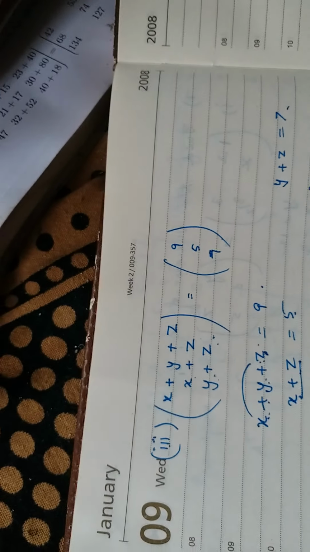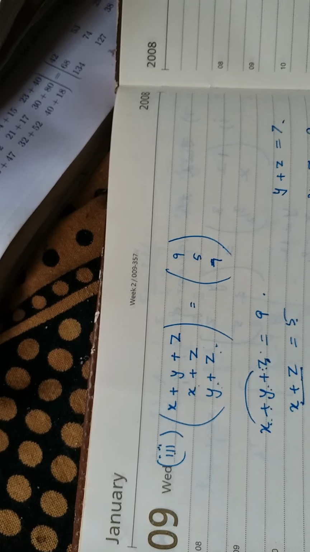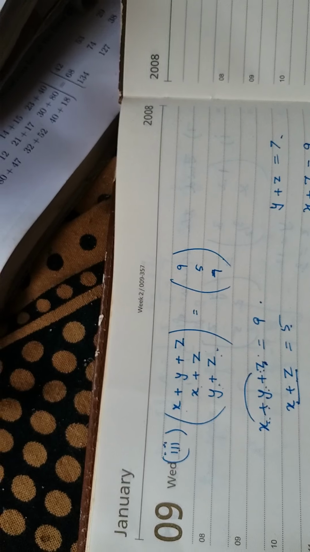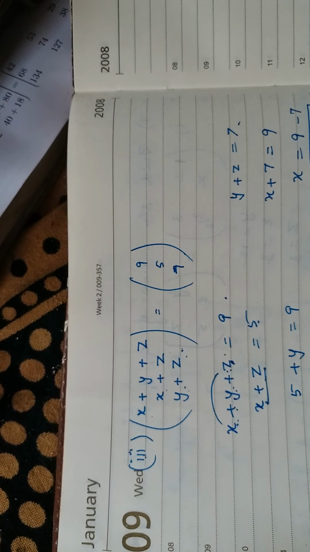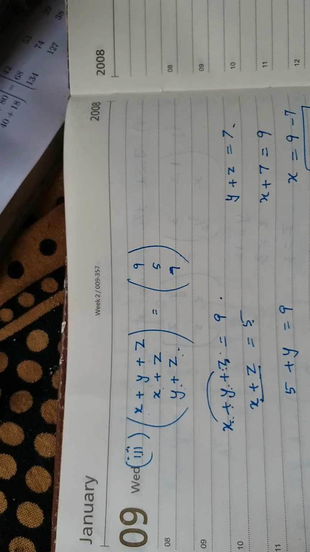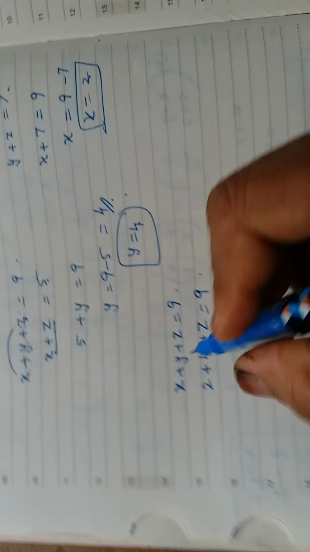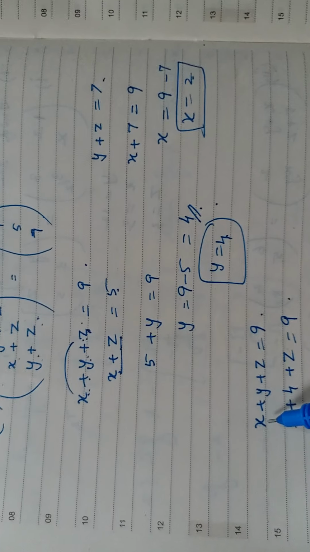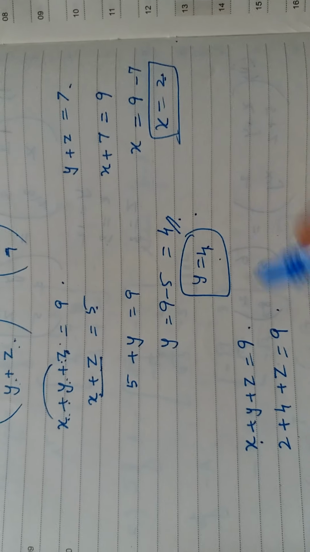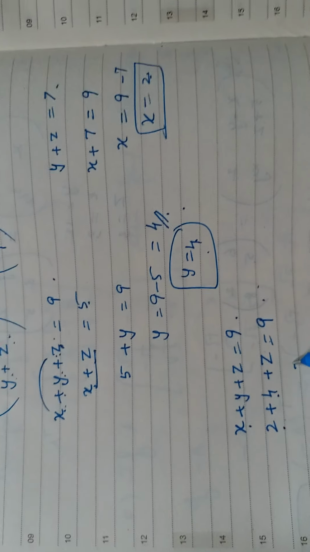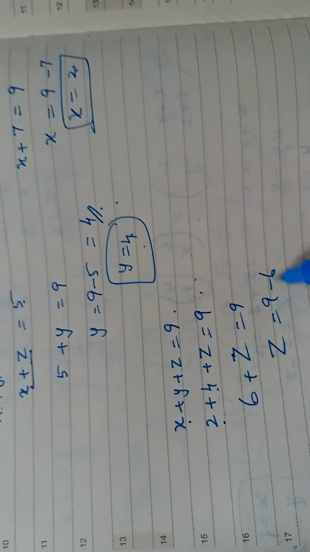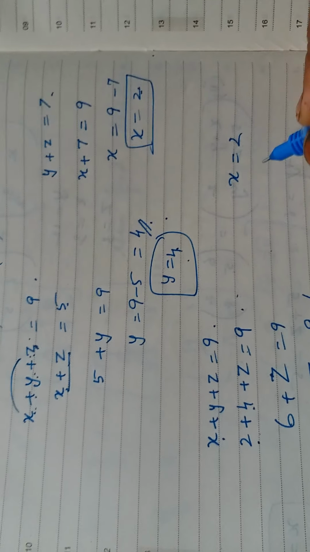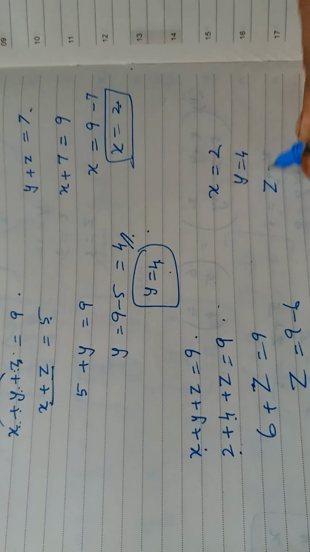Next, substitute the values. X plus Y plus Z is equal to 9, where the X value is 2 and the Y value is 4. So 2 plus 4 is 6, and 6 plus Z is equal to 9 means Z is equal to 9 minus 6, which is 3. So your result: X is equal to 2, Y is equal to 4, Z is equal to 3.